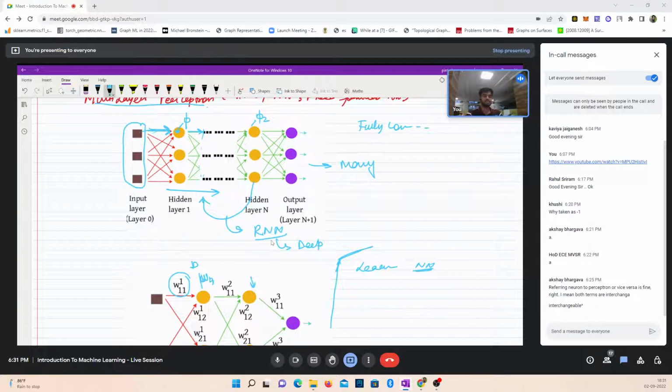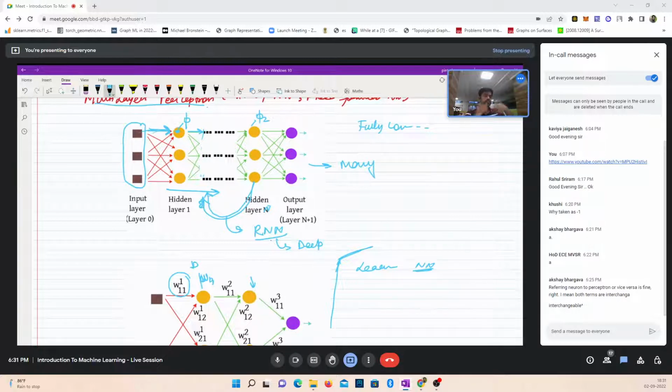What happens in an RNN is you can also have back connections. So let's say from hidden layer n, you can have a connection back towards layer n minus 1 again, with some appropriate weight. So this kind of network is a recurrent neural network.